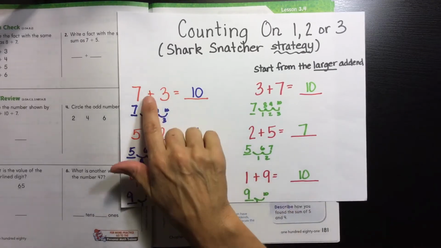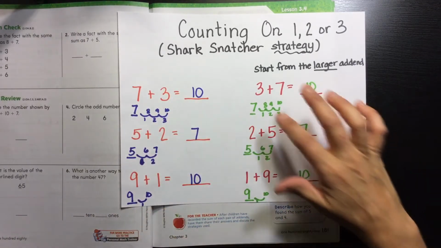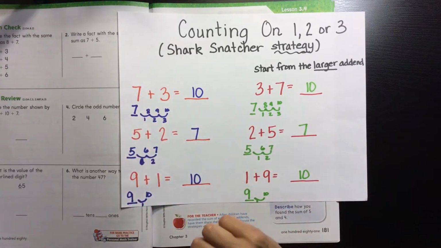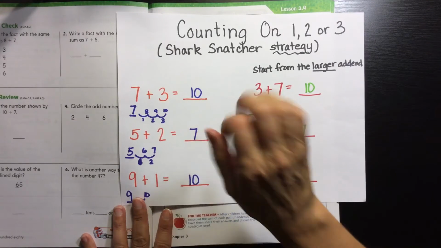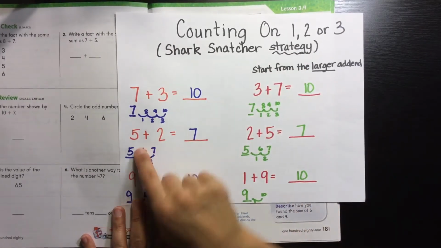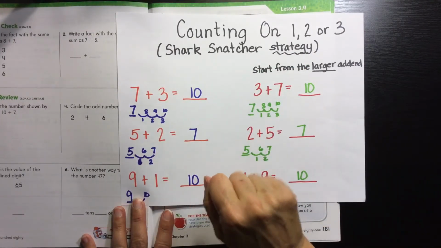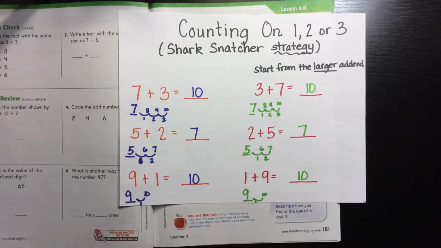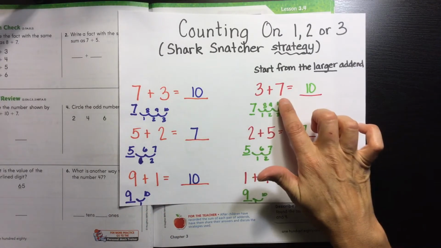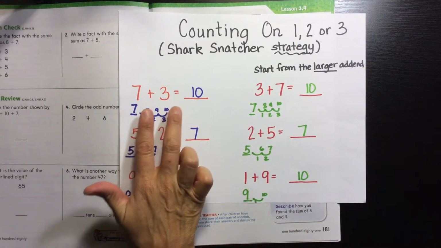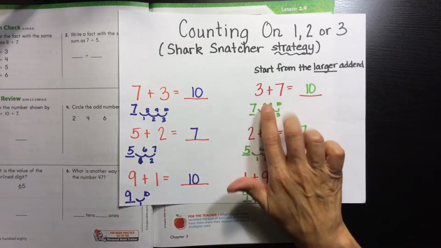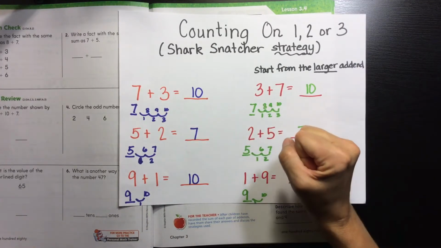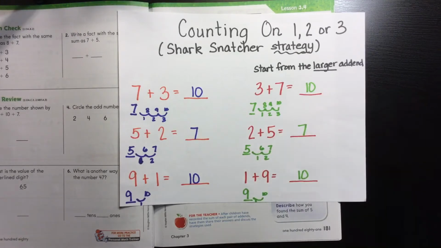And we have our counting on 1, 2, or 3 more, or our shark snatcher strategy. We know that if we have 1, 2, or 3 added to a number, we will start with the larger addend, and we hold that addend in our hand like 7, and count on 3 more, 8, 9, 10. We have 5, and we count on 2 more, 6, 7. So go ahead and take a look at those. Over here we have 3 plus 7. Of course, we can use the flip-flop facts, because we know 7 plus 3 equals 10, or we can use the counting on. So we hold 7 in our hand, 8, 9, 10. So we know that 3 plus 7 equals 10.